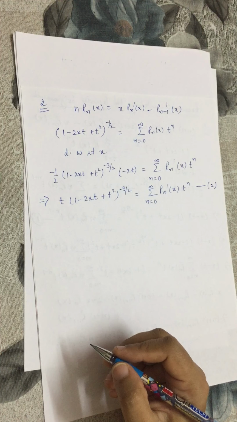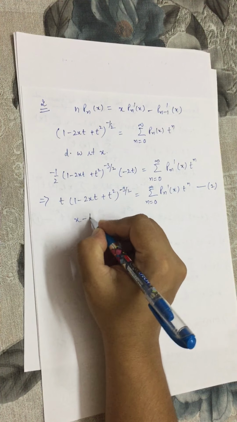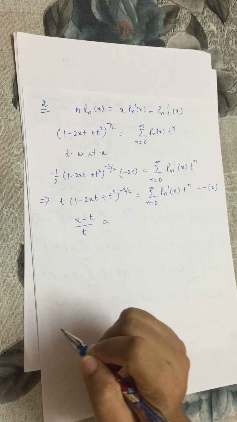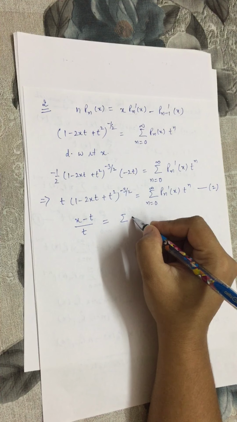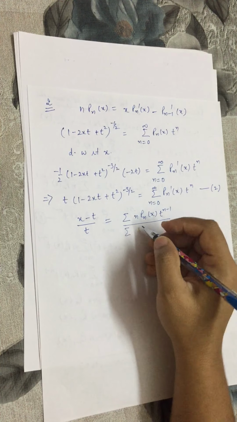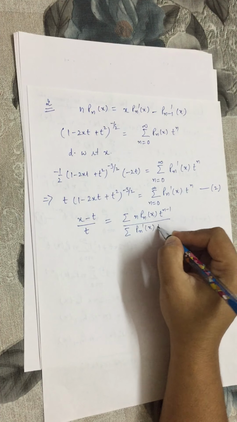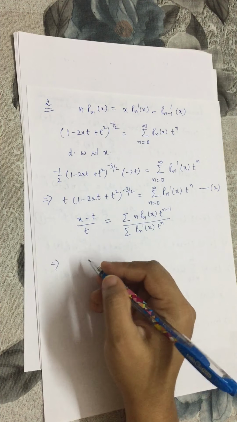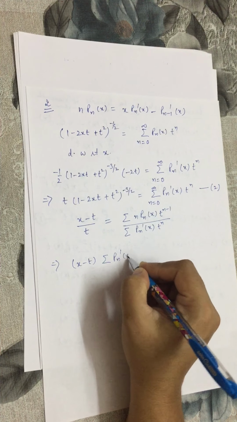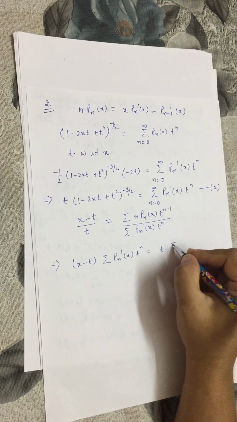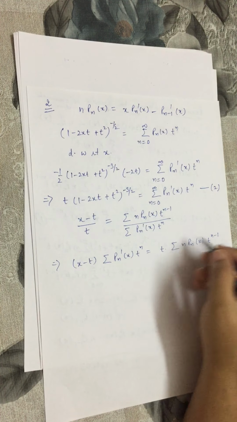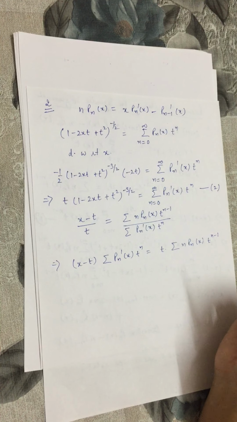So we divide 1 by 2 to get this result, x minus t divided by t, and this factor will be cancelled because this factor occurs in both the equations 1 and 2, and on the right hand side we will get summation n p n x t n minus 1 from 0 to infinity, and on the denominator it is summation p n dash into t raised to n. So we get x minus t into summation p n dash t n, that is just t into summation n p n x t raised to n minus 1, or we can write this t inside the summation and we get the power t raised to n.